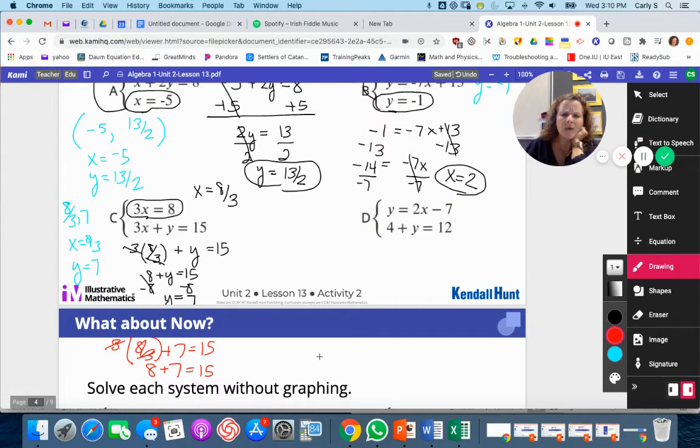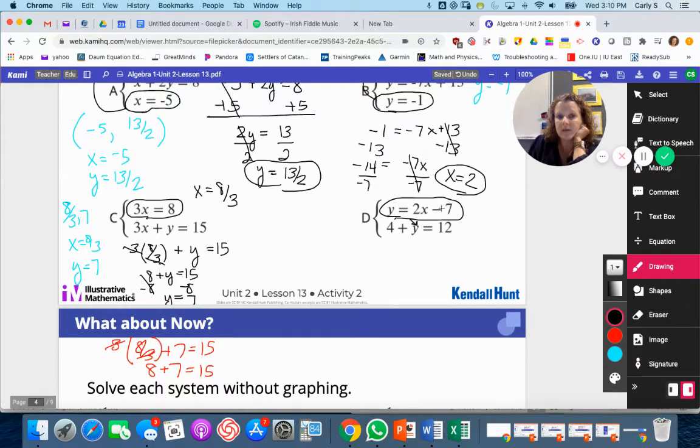All right, this one, there isn't really a simpler equation and a more difficult equation, but I do have one equation already solved for y. So I'm going to take that equation and substitute it into the other equation. This one is probably a tad bit more complicated.